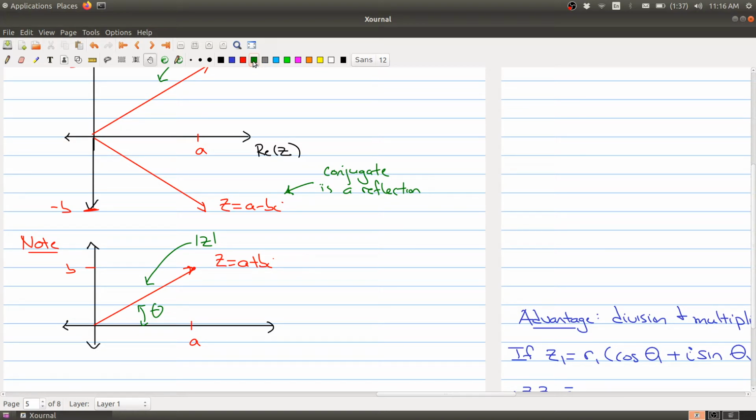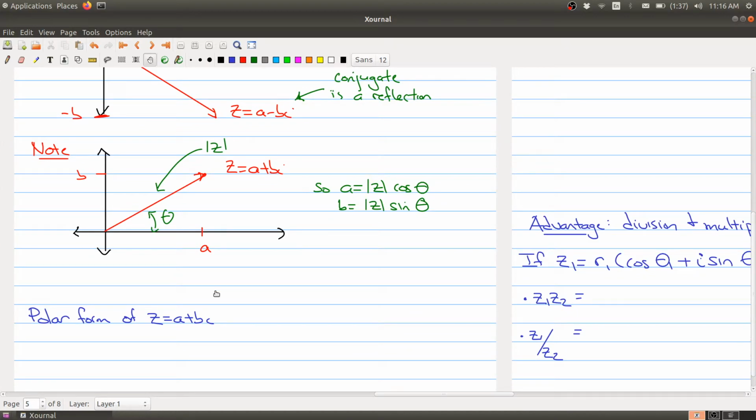And not only that, we can now relate some of this information, right? So we have that a should be the length of z times the cosine of theta, the angle, and b is the length of z, or this vector, times the sine of theta. So we're just using some basic trigonometry. So this gives us what's called the polar form of our complex number.